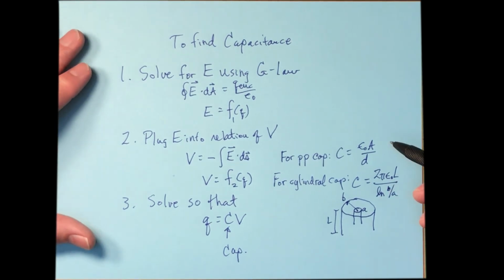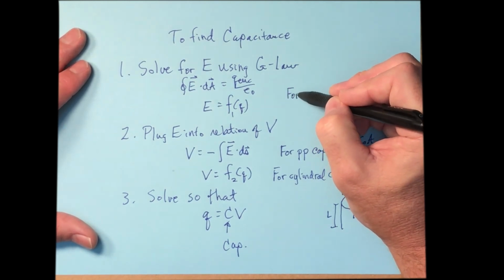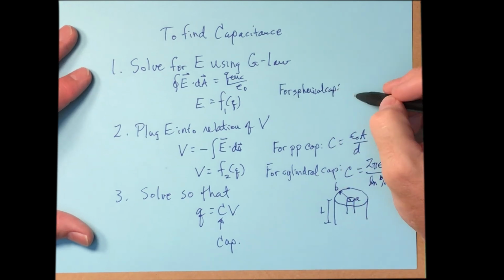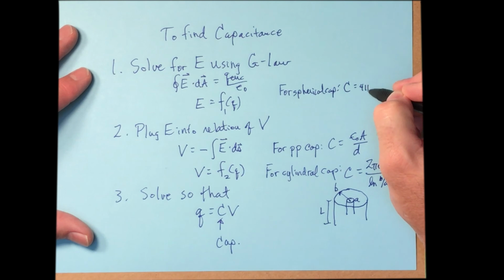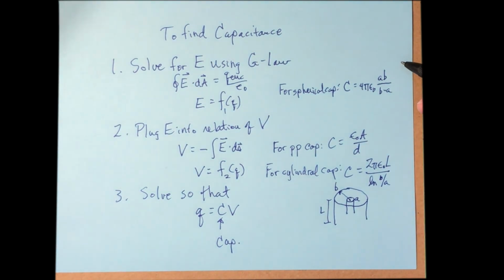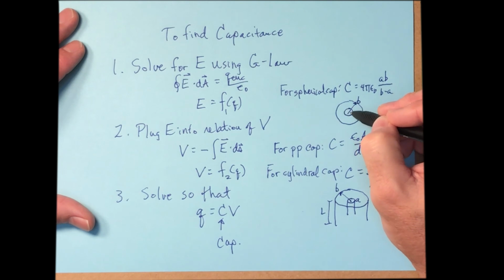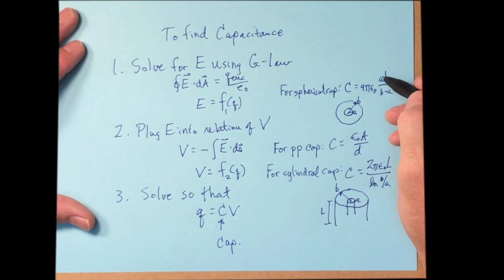The example for a spherical capacitor: C equals 4 pi epsilon naught A B over B minus A. And you want to know, what is that? Well, you've got this sphere, let's say this is the outer one with radius B, and then an inner sphere that has a radius of A. Those have positive charge on one sphere and negative charge on the other sphere. This is the relationship for capacitance then.